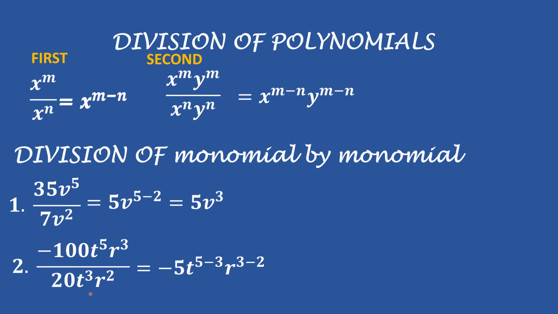And then the t to the power of 5 minus 3, and then the r to the power of 3 minus 2. And then its final answer is negative 5t to the power of 2 r. 5 minus 3 is 2, and 3 minus 2 is 1. Actually, we can also write this as negative 5t squared r because it is already understood that there is an imaginary one. Okay, so let us start with division of a binomial by a monomial.